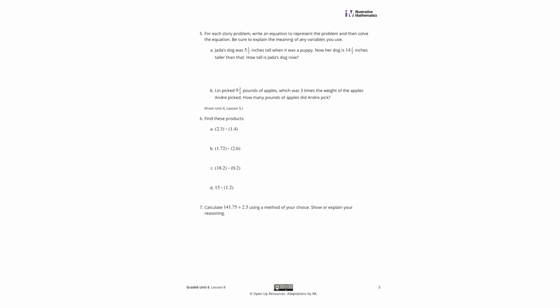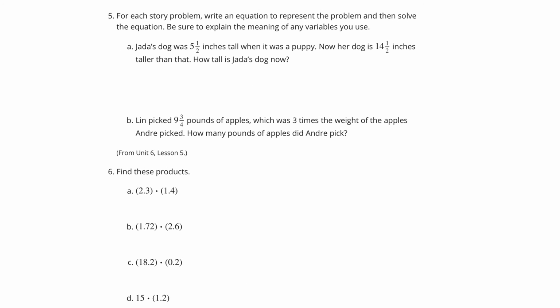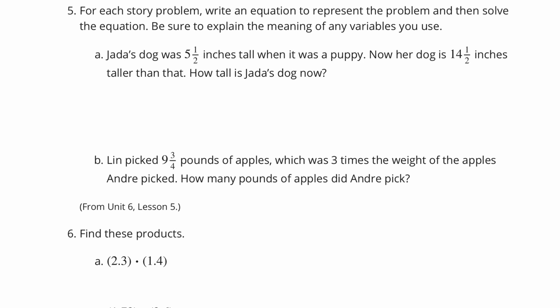Three more questions today. Here we go. For each story problem, write an equation to represent the problem and solve the equation. Be sure to explain the meaning for any variables that you use. Jada's dog was 5.5 inches tall when it was a puppy. Now her dog is 14.5 inches taller than that. How tall is Jada's dog now?